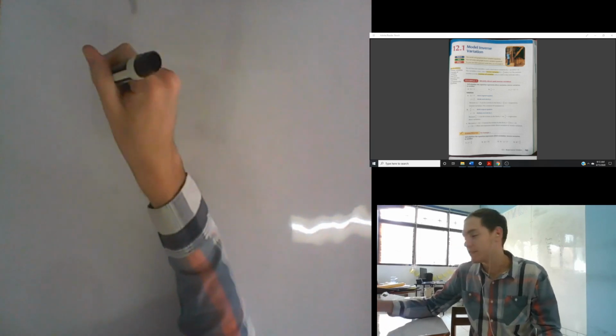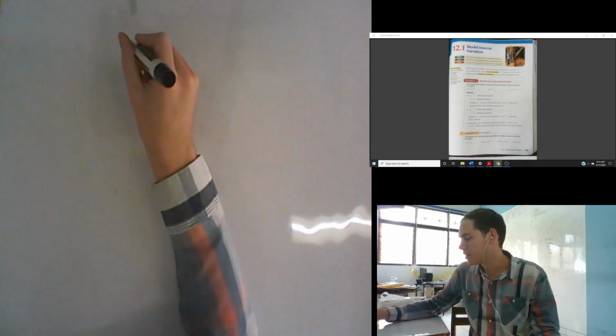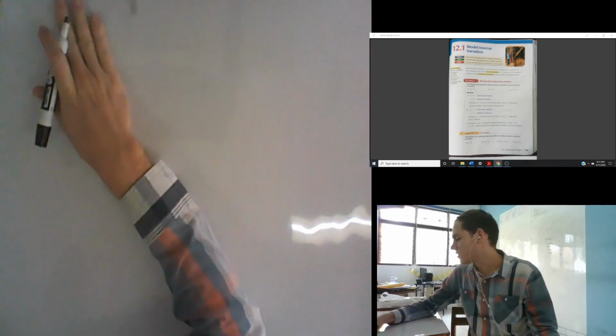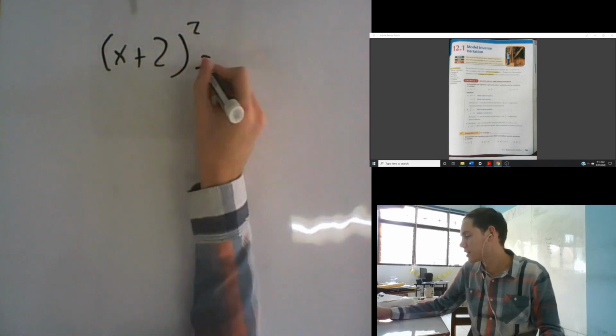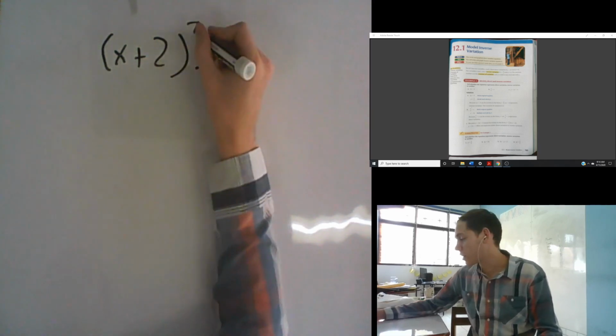Okay, before we begin, one of the things I know we need to review. Oh, it's still wet. Okay. Before we begin, we need to review polynomial multiplication because it is important. This concept right here is squared.